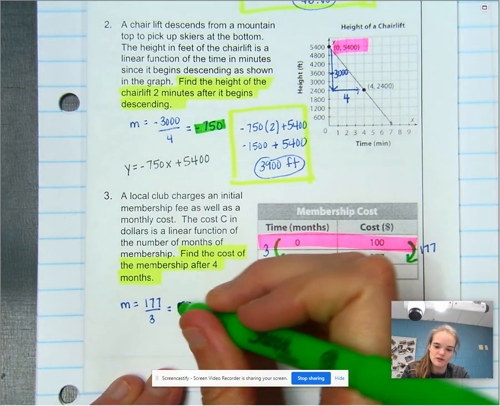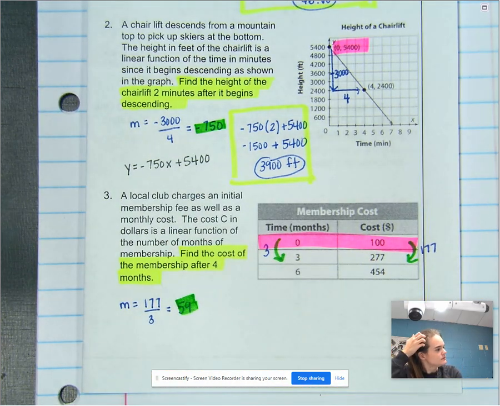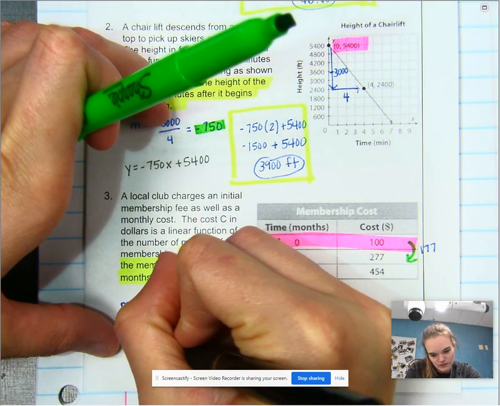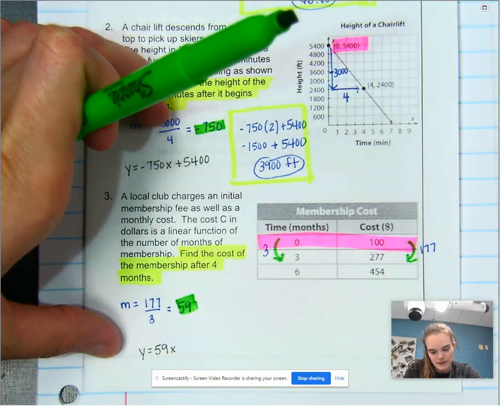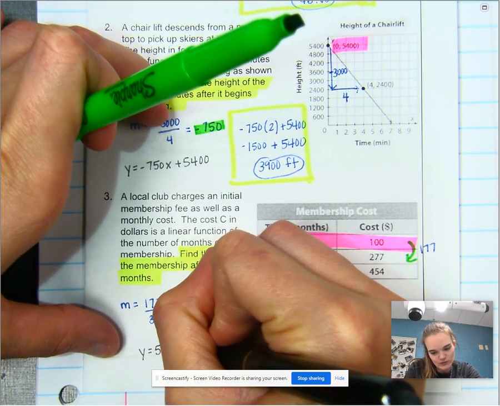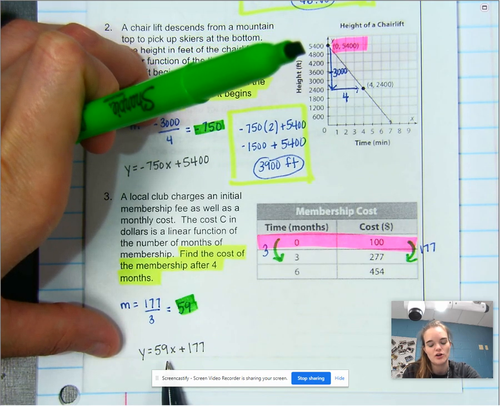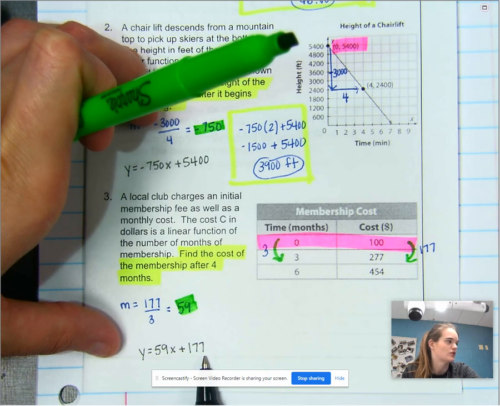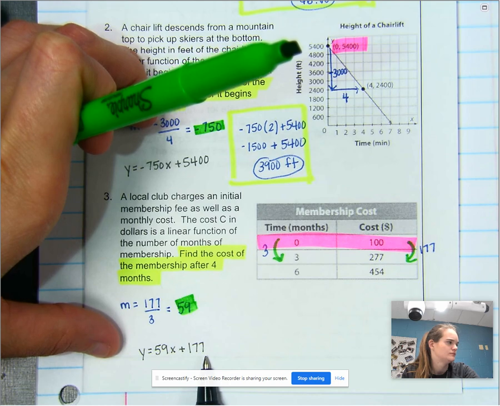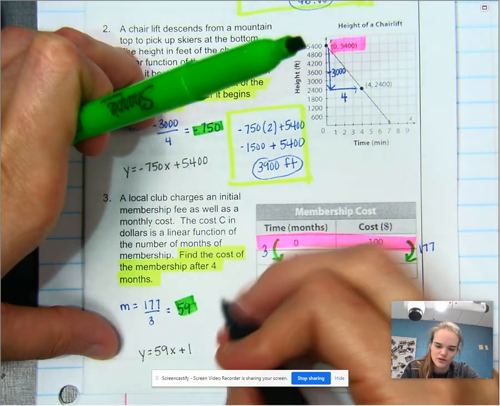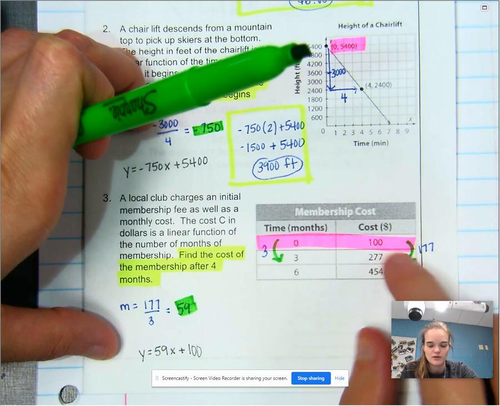Okay, so we have our 2 pieces. So y equals 59x plus 177. By the way, that does tell you something. 59 means that the monthly cost is $59. The initial cost was... not 177, 100. Where did I get 177? I'm sorry, not this. 100. The initial cost was $100.